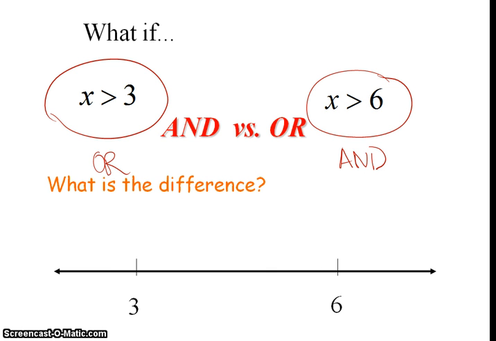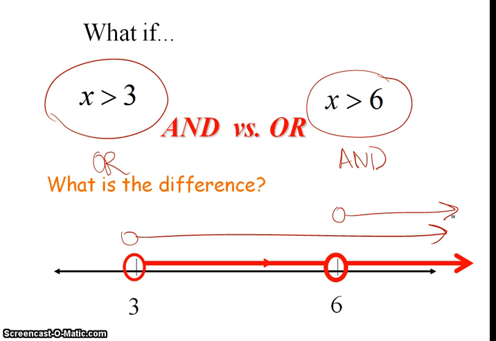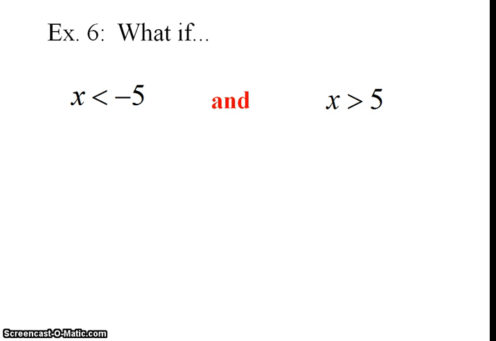And that was the difference, right? So if we look at these graphs, that's x is greater than 3, that's x is greater than 6. This whole graph represents the or, but just here represents the and because that's the only part of overlap.